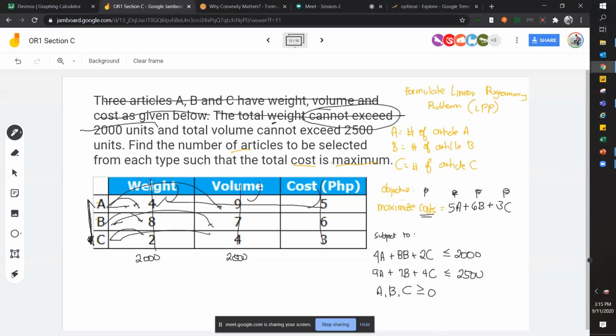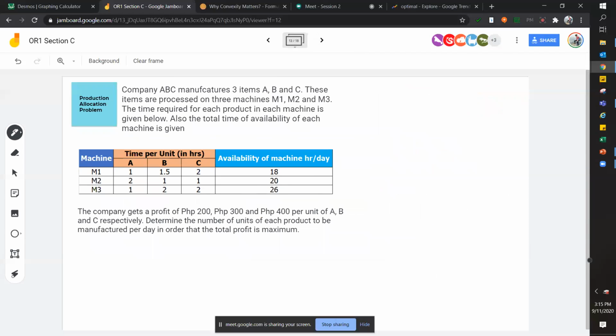Okay. So, okay na yan. Questions? Okay, dito tayo sa sunod. Salamat, ma'am. So, ito is an example of product allocation problem.